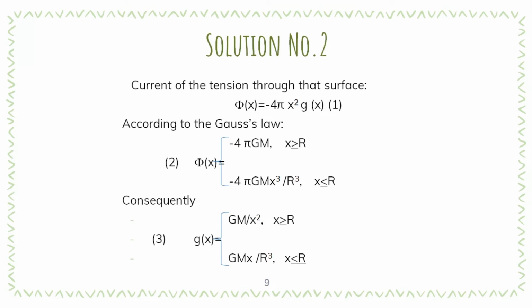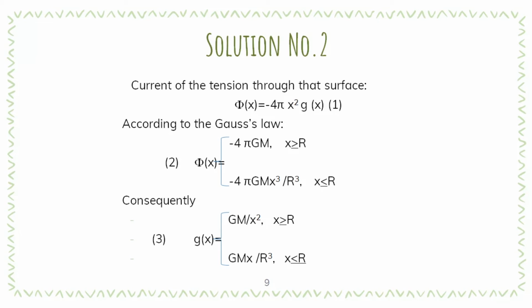Now the wanted result as a whole can be easily obtained using Gauss's law. Let's discuss the second solution. It is obvious that the field of the homogeneous sphere has spherical symmetry, and the field strength is always directed along the line connecting the point with the center. Let's take a spherical surface of radius x, and through that surface we can write the flux of the field strength according to Gauss's law.